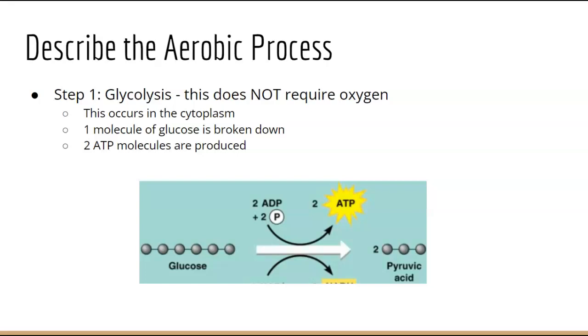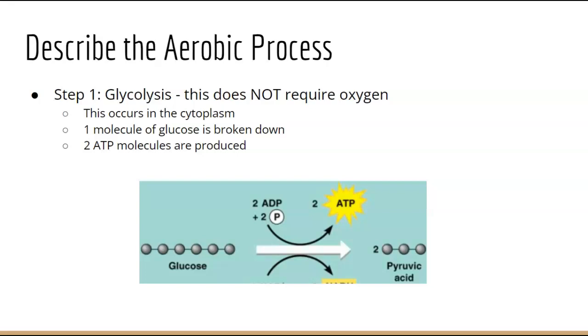So step 1 is going through glycolysis. It's the exact same. It occurs in the cytoplasm. It does not actually require oxygen, and 1 molecule of glucose is broken down and 2 ATP are produced. That's step 1. So you'll notice that the beginning of all cellular respiration, anaerobic and aerobic, is the exact same.